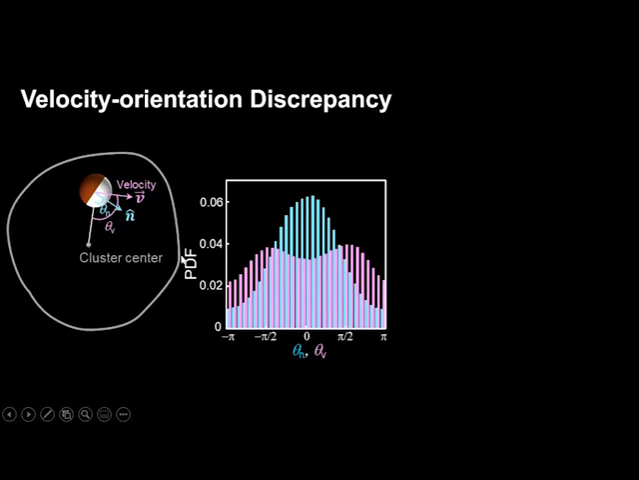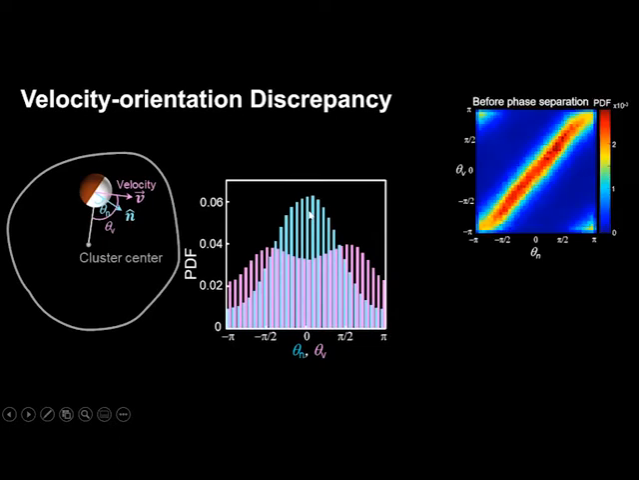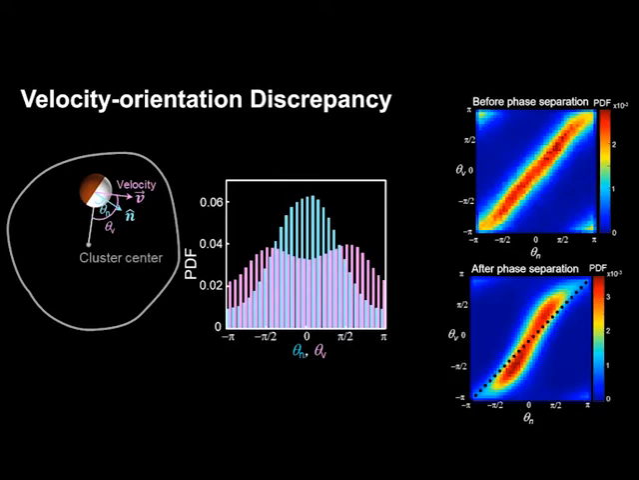Okay, so from the histogram here, we see theta n peaked at 0, which means particles overall point inward, stabilizing the cluster. However, the actual velocity direction, which is the pink histogram here, is more randomly distributed, consistent with the fact that the cluster remains in a steady state. Actually, before phase separation, we can see the discrepancy between theta n and theta v is absent. And this discrepancy only arises after clusters form.